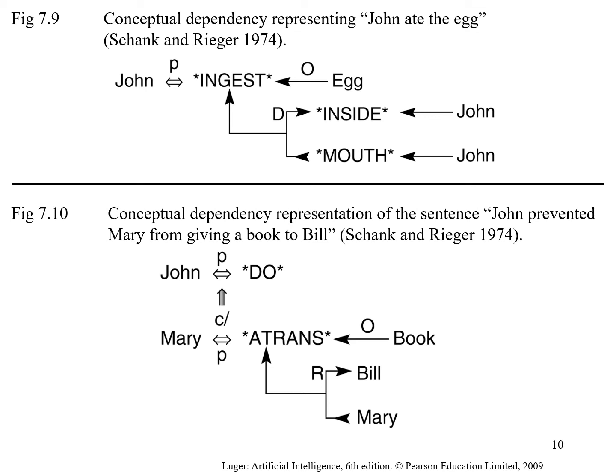So look at all the details that we have here for the sentence John ate the egg, and for the other sentence that says John prevented Mary from giving a book to Bill. And see how all this information is represented in this graph. What you need to understand is that we're mapping that specific sentence into that type of structure.